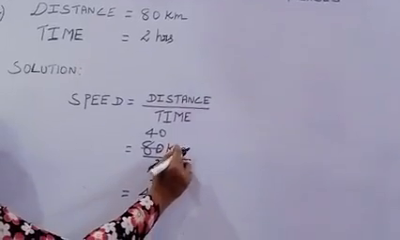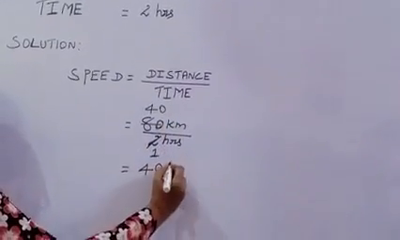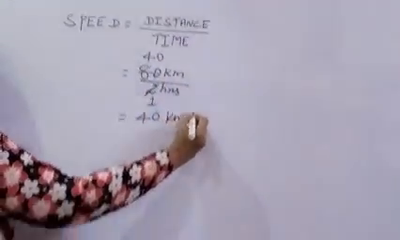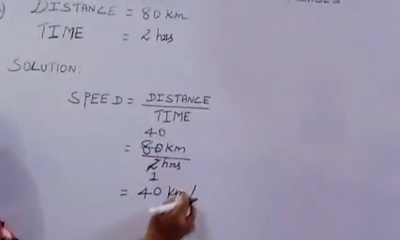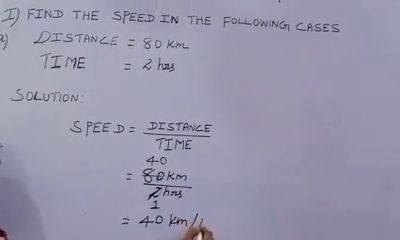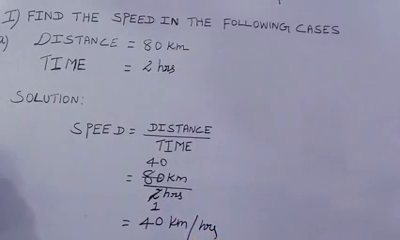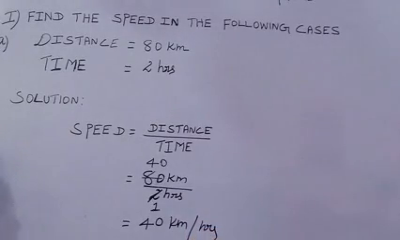What unit do you have? Kilometer per hour. That means divided by, so I write down here hours. So this is your answer.